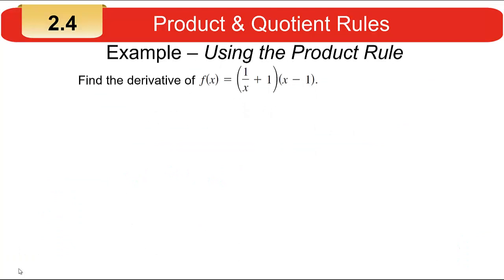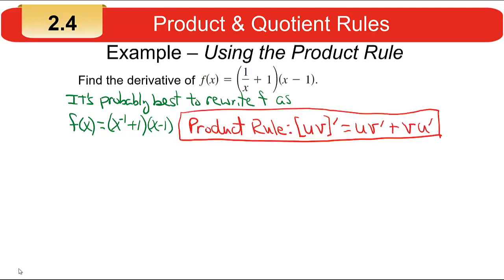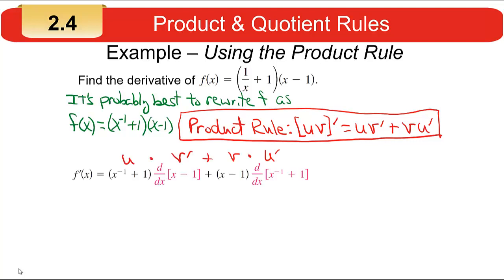Another example. What if I want you to find the derivative of this product: 1 over x plus 1 is one factor and x minus 1 is the other factor? Well, the product rule says u times v prime plus v times u prime, but you also have that 1 over x sitting in there. So it's probably a good idea to go ahead and rewrite the 1 over x as x to the minus 1 before you even get started. So that product's going to look like the quantity x to the minus 1 plus 1 times the quantity x minus 1. Then the x to the minus 1 plus 1 is going to be the u, and the x minus 1 is going to be the v in the product rule. And so you'll get u times v prime plus v times u prime.